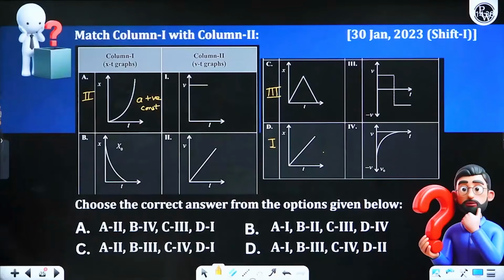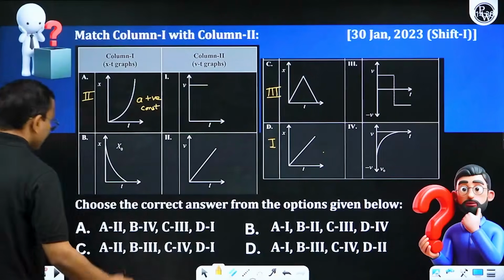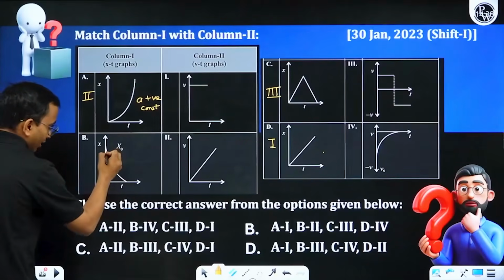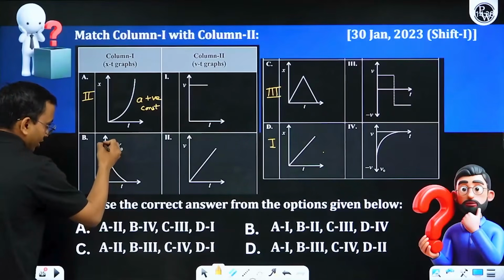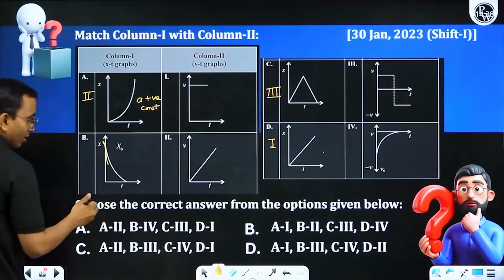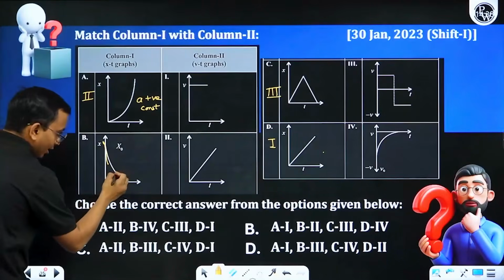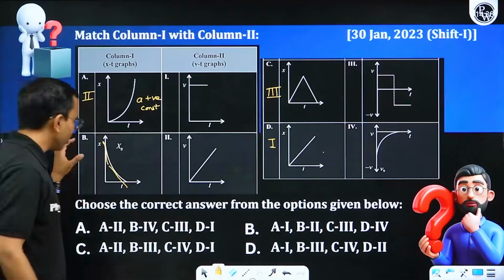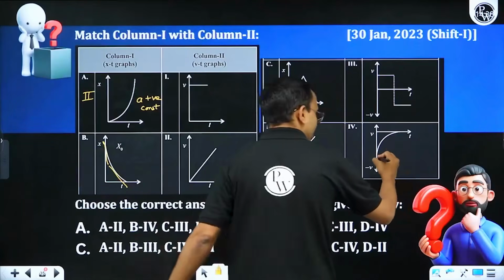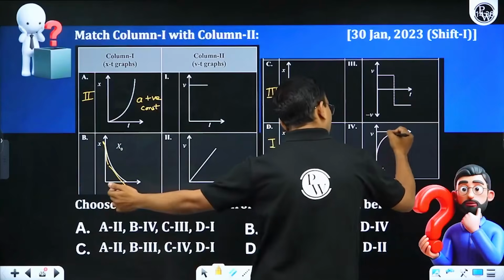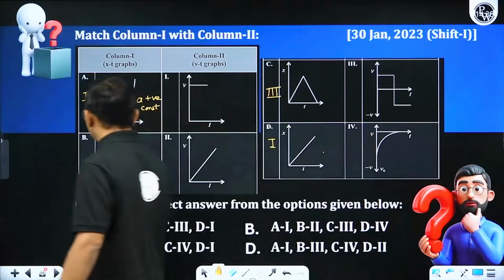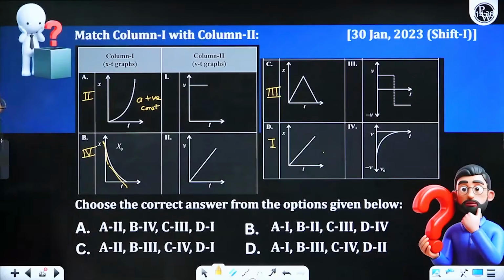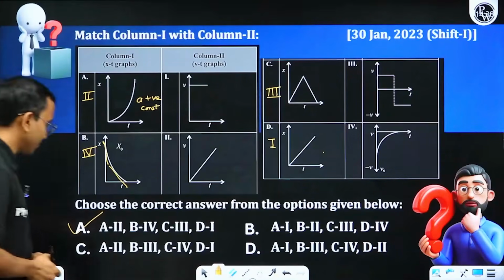Now coming to this one, let us see how the velocity is changing. The slope is greater in magnitude, certainly negative, and with time it is decreasing in magnitude. So velocity is negative, and with time it is decreasing in magnitude. So for B we are getting fourth. So we got 2 4 3 1. Yes, A is the correct match.